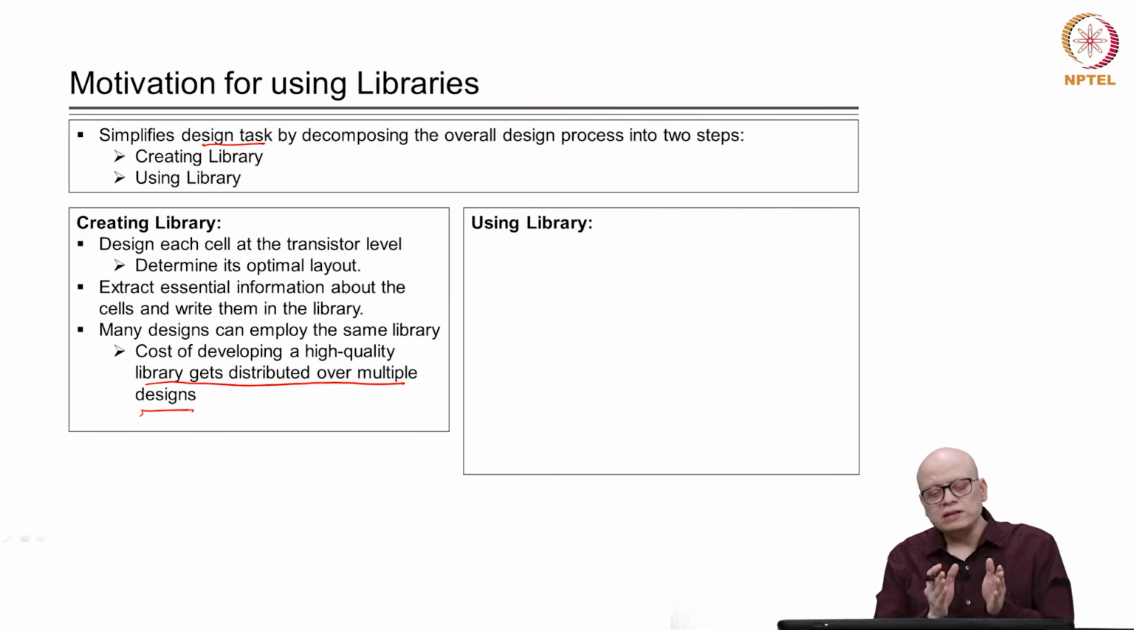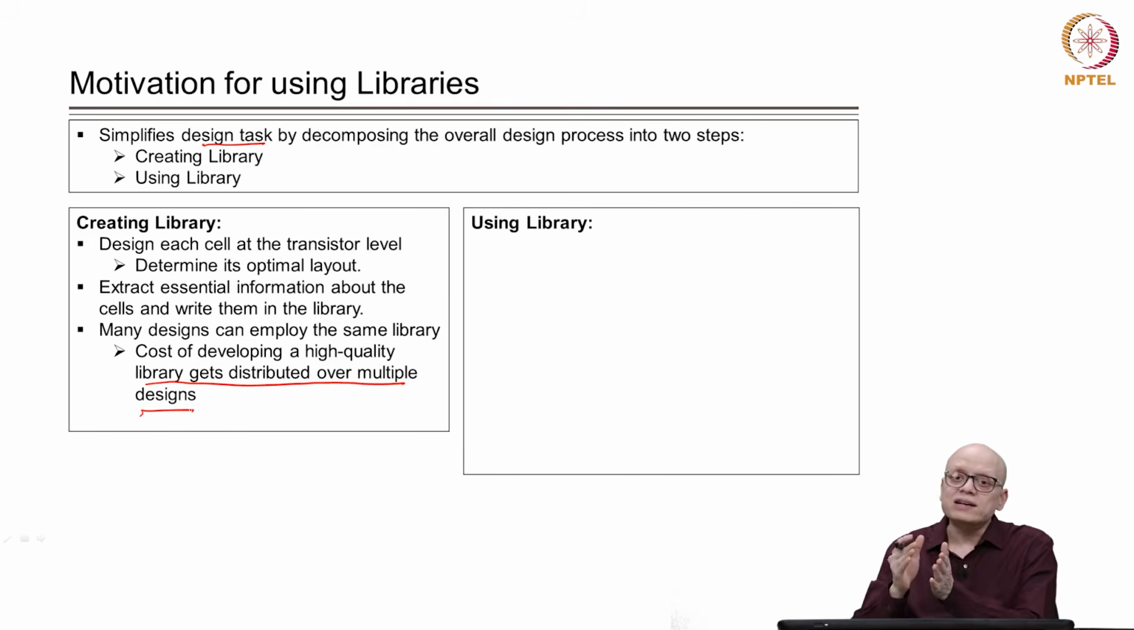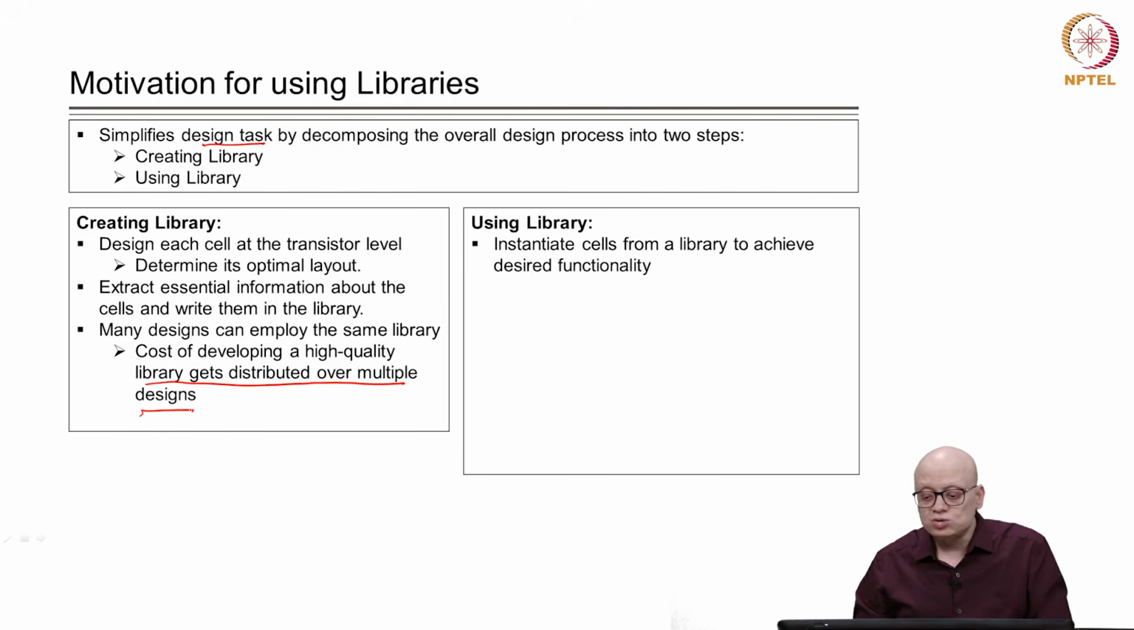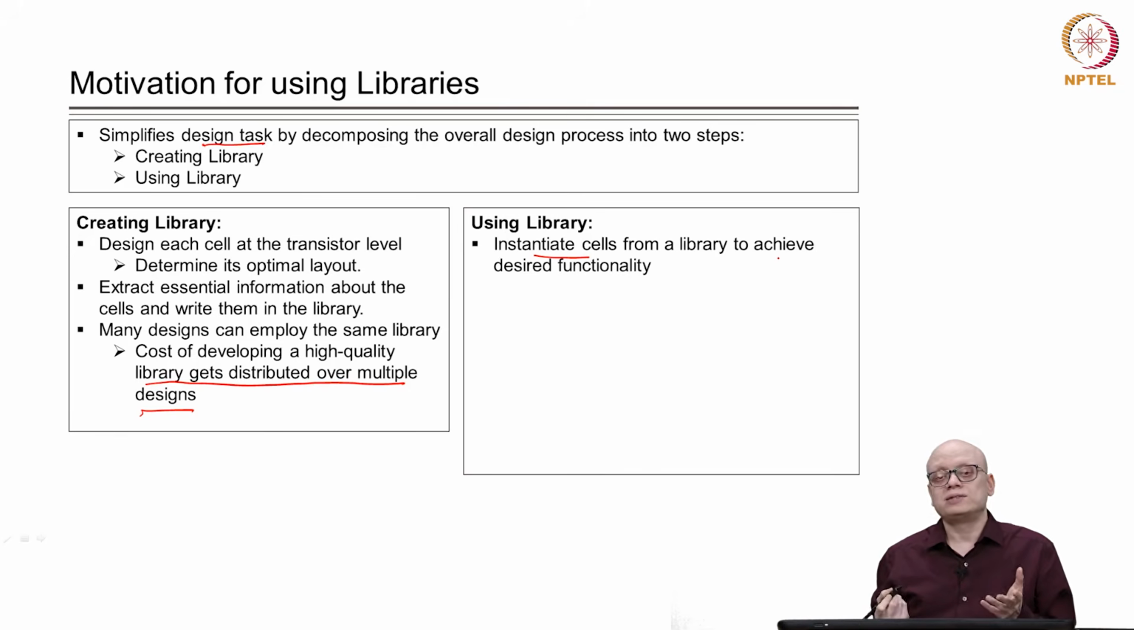Okay. So, creating library is the first part. The second part is using library in our designs, right. So, we said that using the one library 100 designs were made, right, separate designs were made. Now, these designs are using the library. So, in using library, what does a designer need to do? The designer needs to instantiate cells from the library to achieve the desired functionality. Suppose there were say 1000 cells in a library.